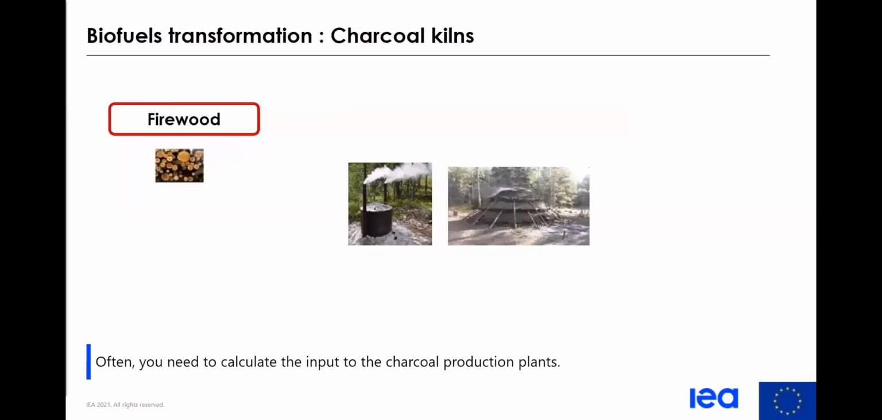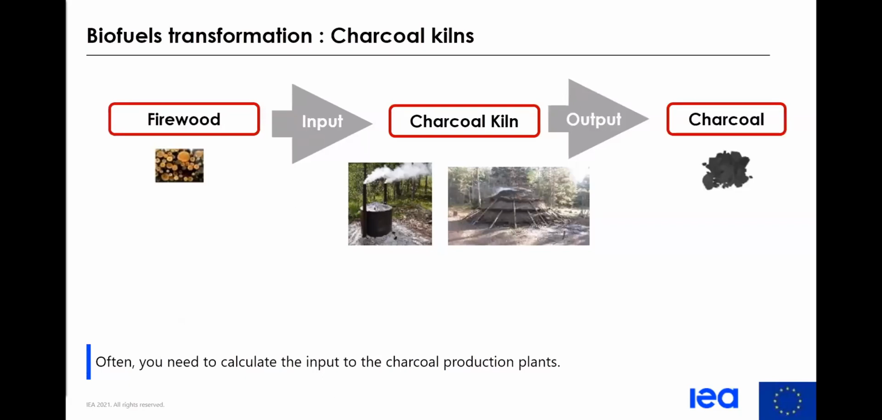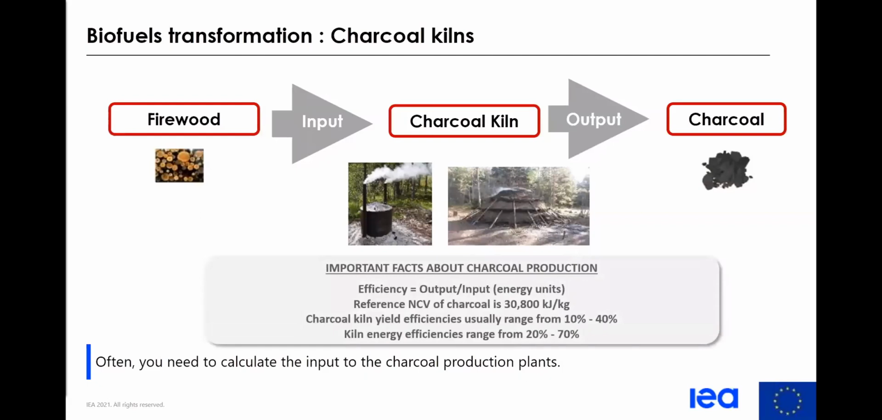The production of charcoal is an output of a transformation process where wood is considered as the input. Note that the calorific value of charcoal is much higher than firewood. Note also here some important facts about charcoal production. The efficiency of the charcoal kiln varies quite a lot, from 10 to 40% depending on the technology used, and in Sub-Saharan Africa, this is often very low. To produce 1 kilo of charcoal, you need a lot of wood, and in energy units, the efficiency can be as low as 20%.